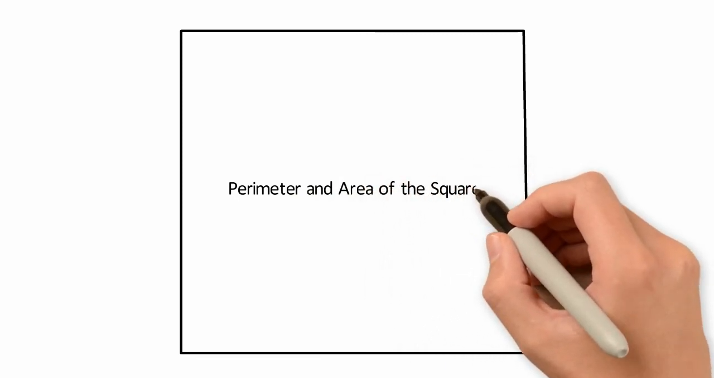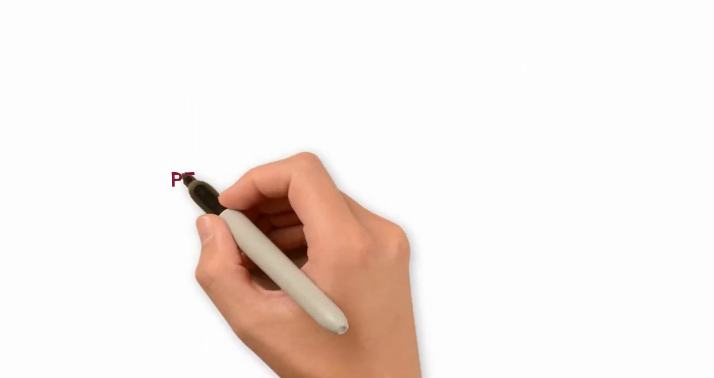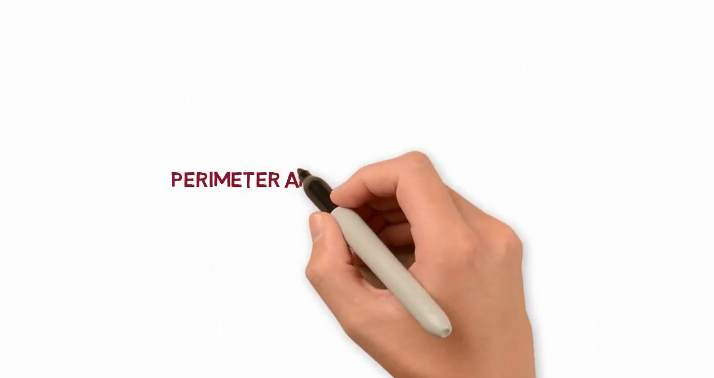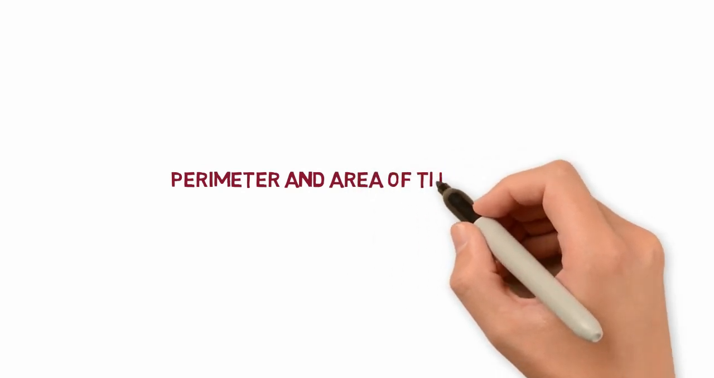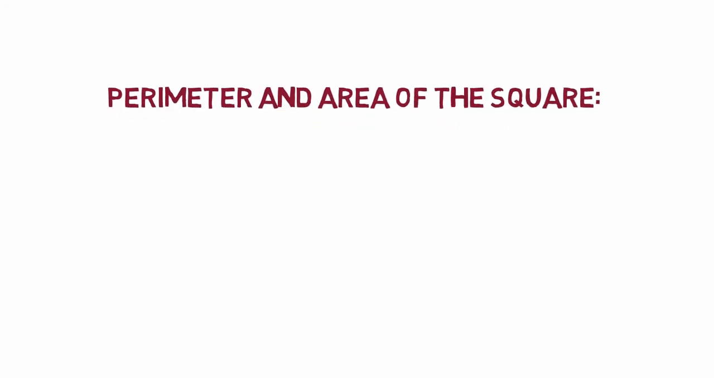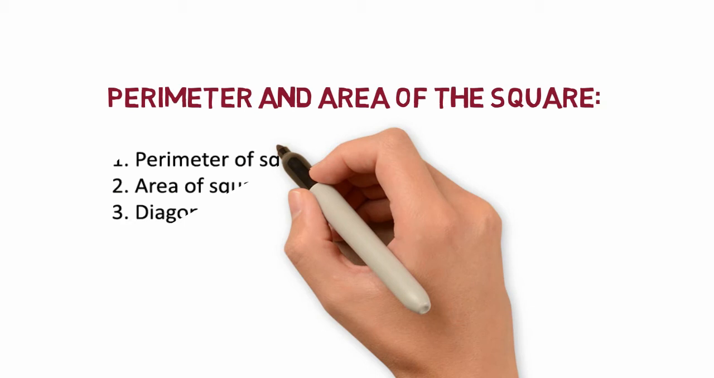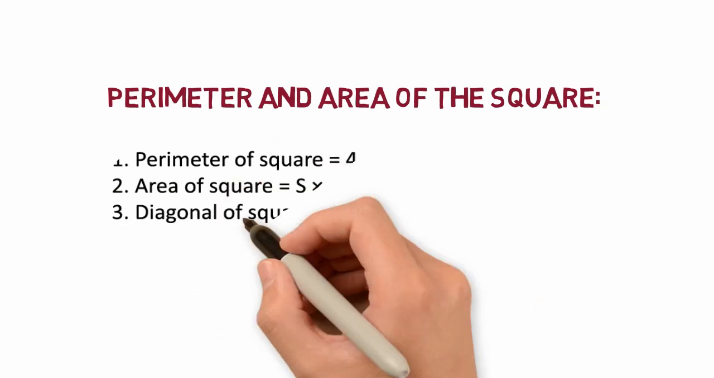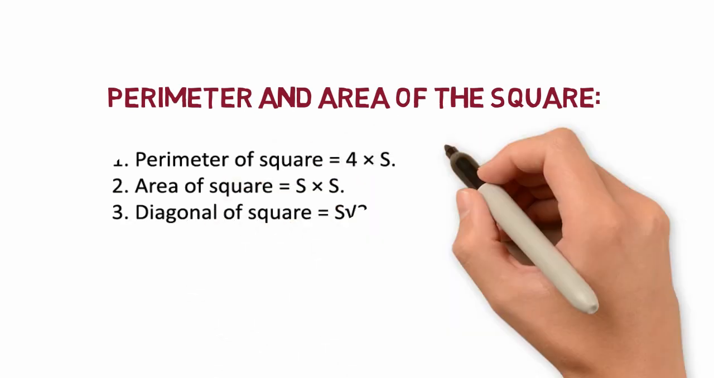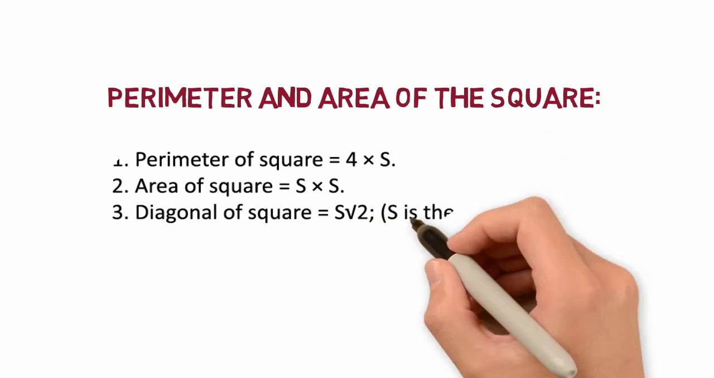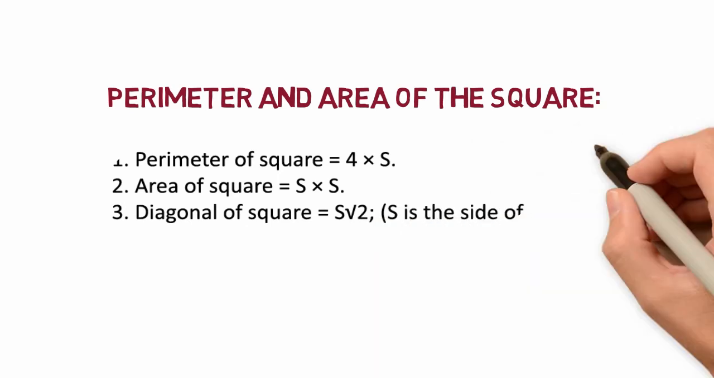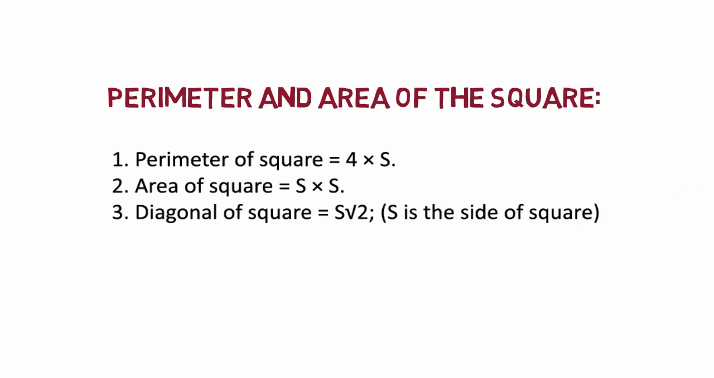Perimeter and area of the square. Perimeter of a square equals 4 times S. Area of a square equals S times S. Diagonal of a square equals S square root 2. S is the side of the square.